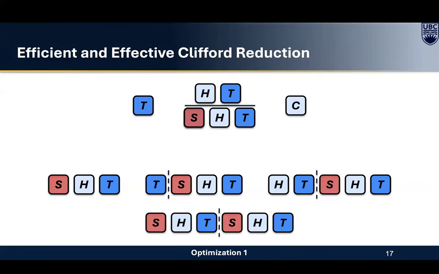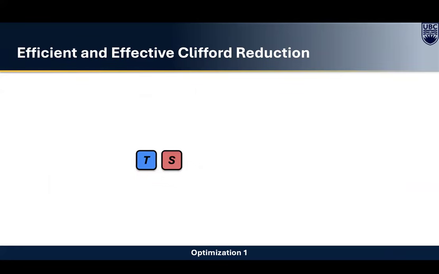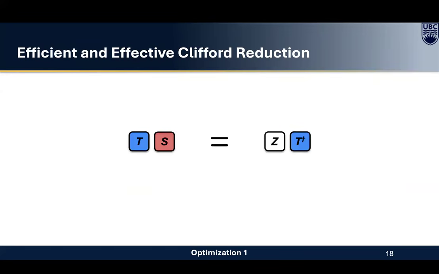You can see that out of the four possibilities where this phase gate can exist in this sequence, three of them show this TS gate pattern. What makes this TS gate pattern interesting to us is that it is equivalent to this. So it's equivalent to Z T dagger.